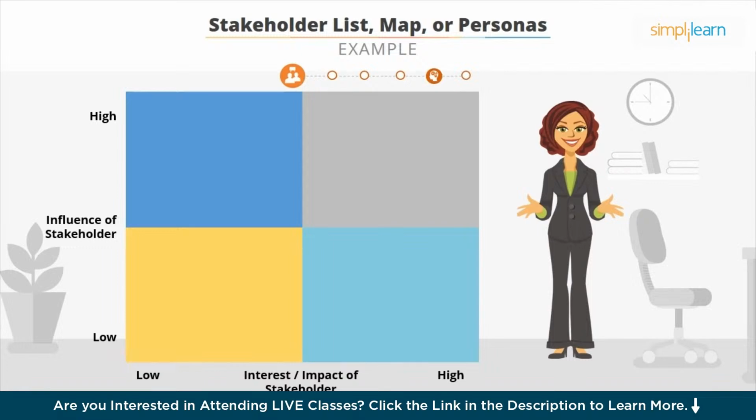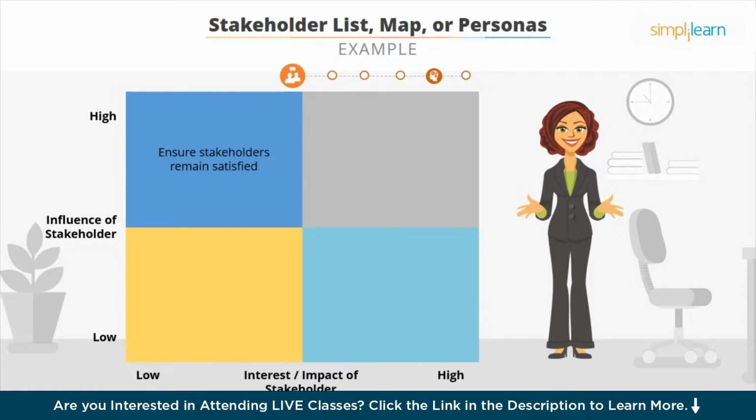Once stakeholder matrix is created, you need to define stakeholder engagement strategy in this 2x2 matrix. First quadrant is high influence and low interest or impact. Since the stakeholder is highly influential and has less interest in the initiative, business analyst needs to ensure that the stakeholder remains satisfied.